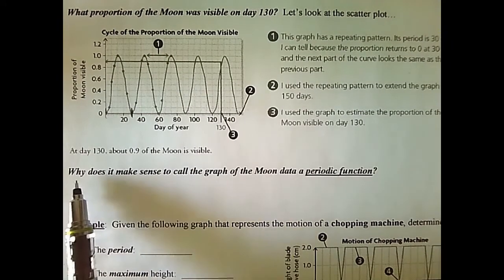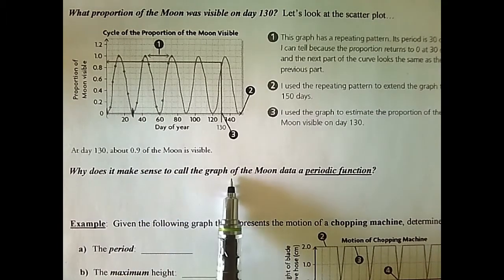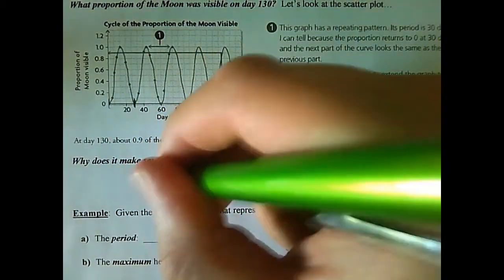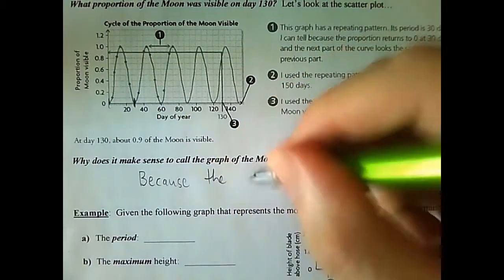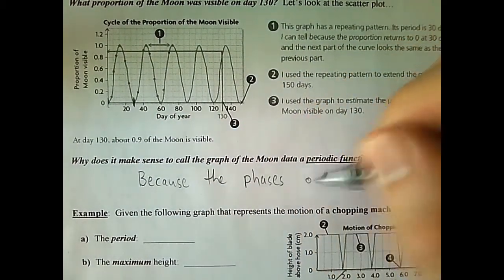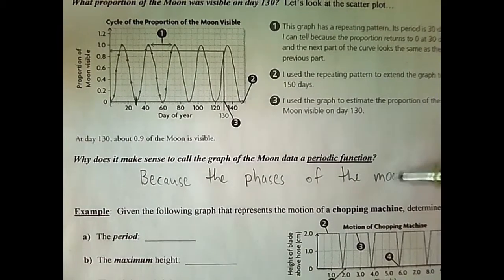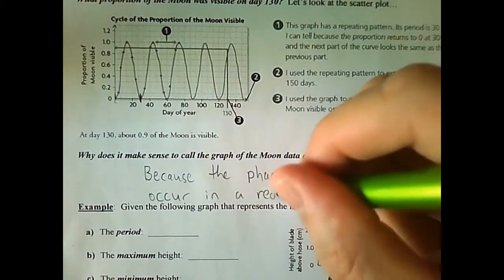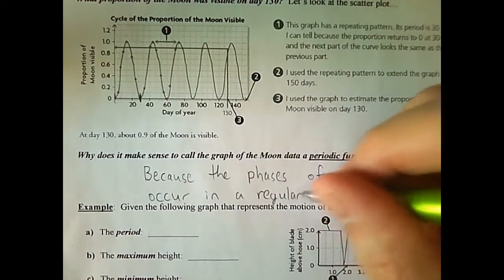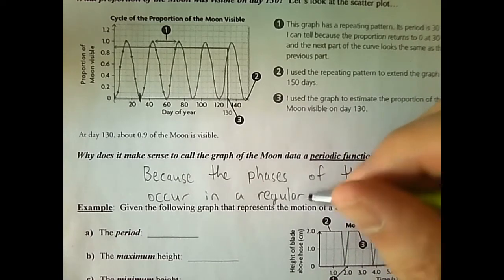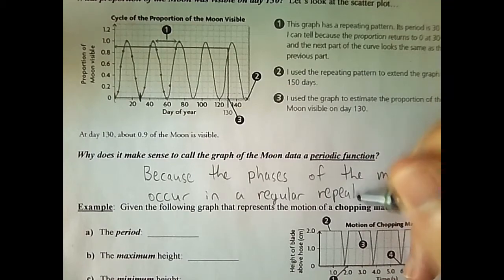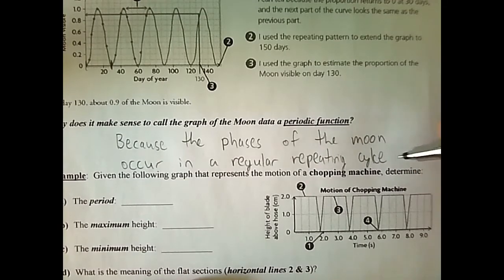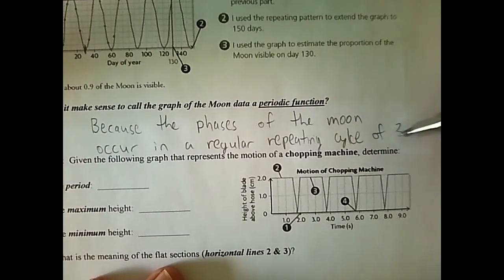So we have a question at the bottom that says, why does it make sense to call the graph of the moon data a periodic function? We can say because the phases of the moon occur in a regular repeating cycle of 30 days.